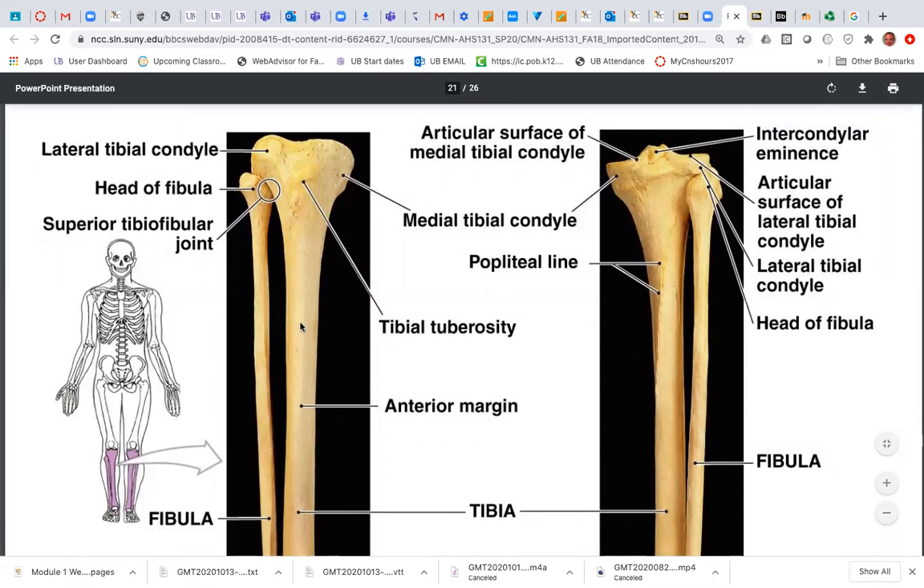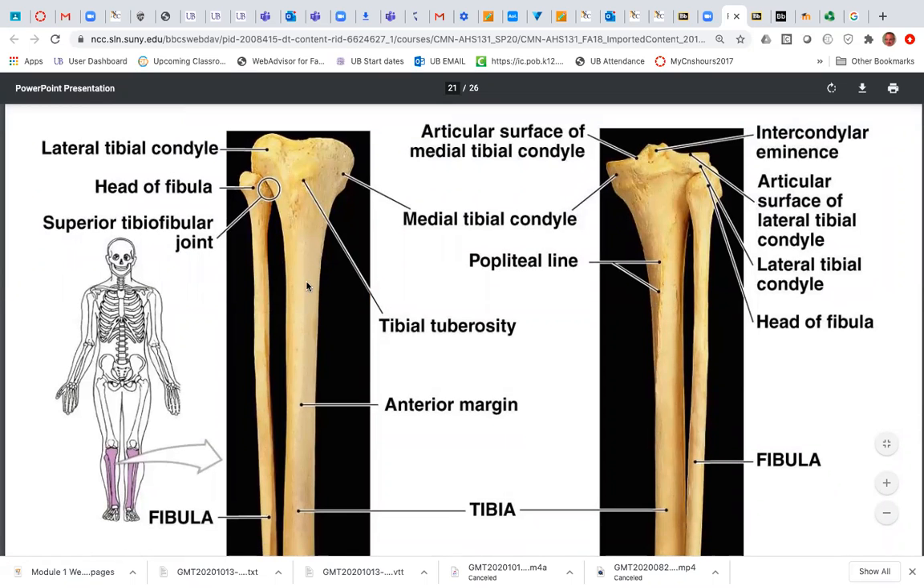This larger bone is the tibia. It is the more medial bone, whereas the lateral bone, the outside bone, is the fibula. Notice the fibula doesn't originate at the same level as the tibia.